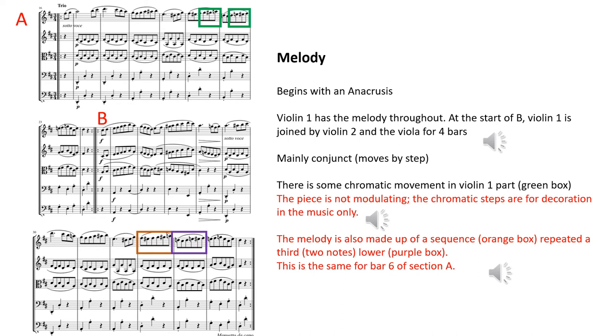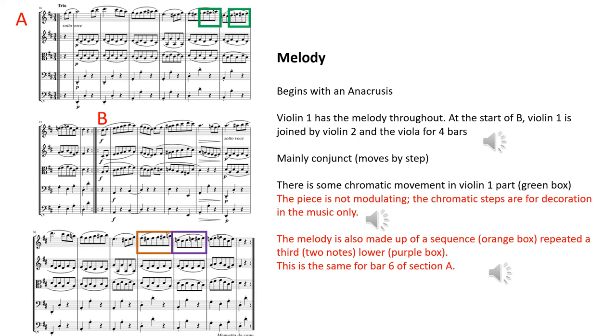Let's have a listen to the trio. See if you can hear the violin 1 part playing the tune, and then it being joined by violin 2 and the viola at the start of section B. So violin 1 playing the tune, violin 2 and viola are playing quaver harmony parts, and on the repeat, we can hear the cellos playing octave leaps.